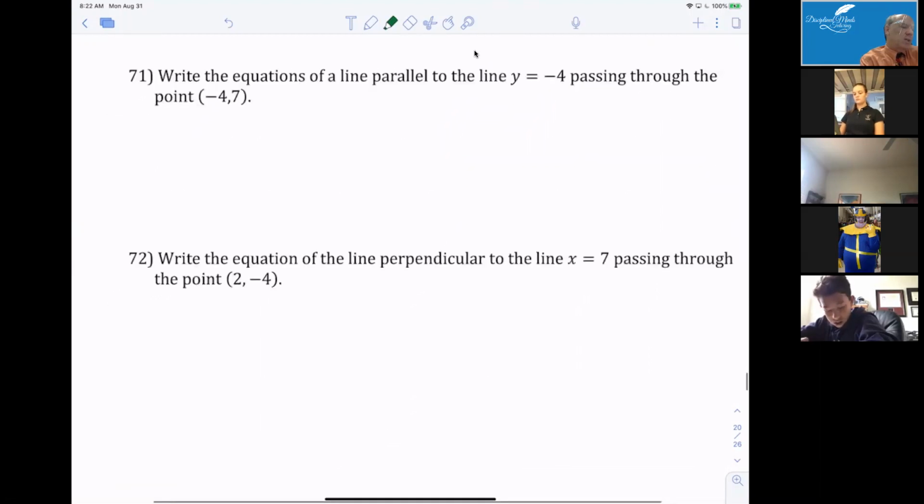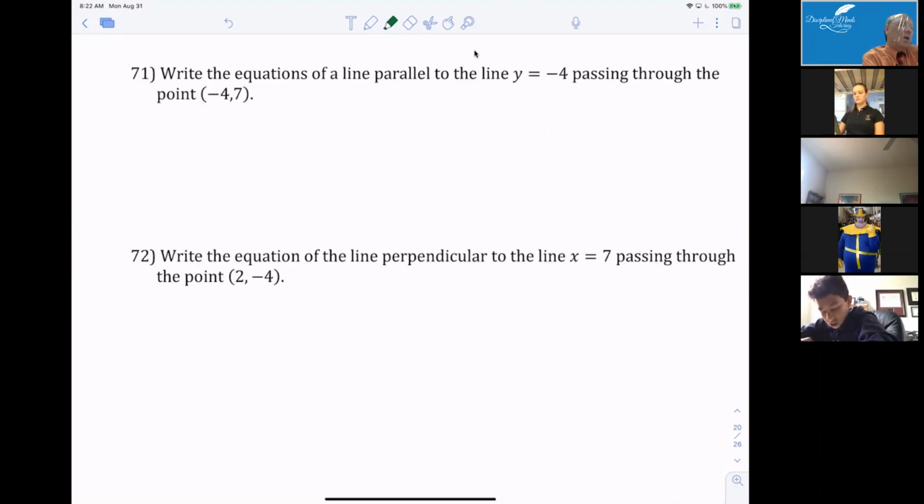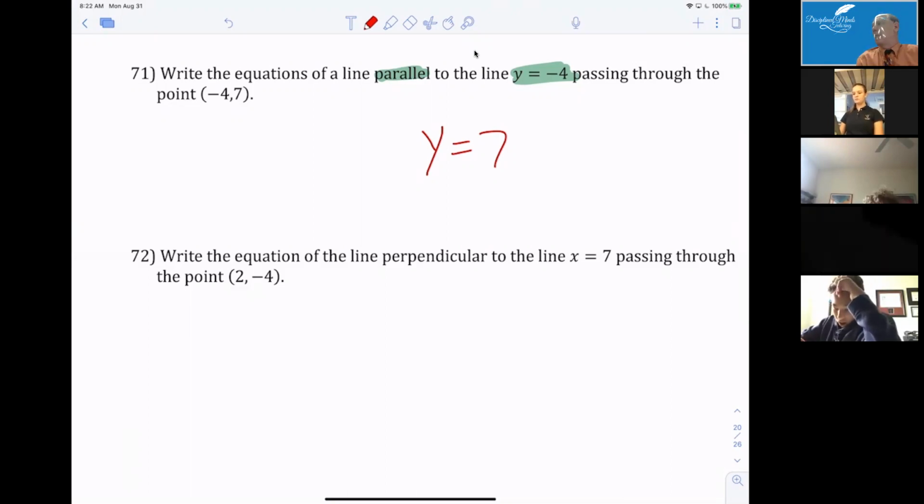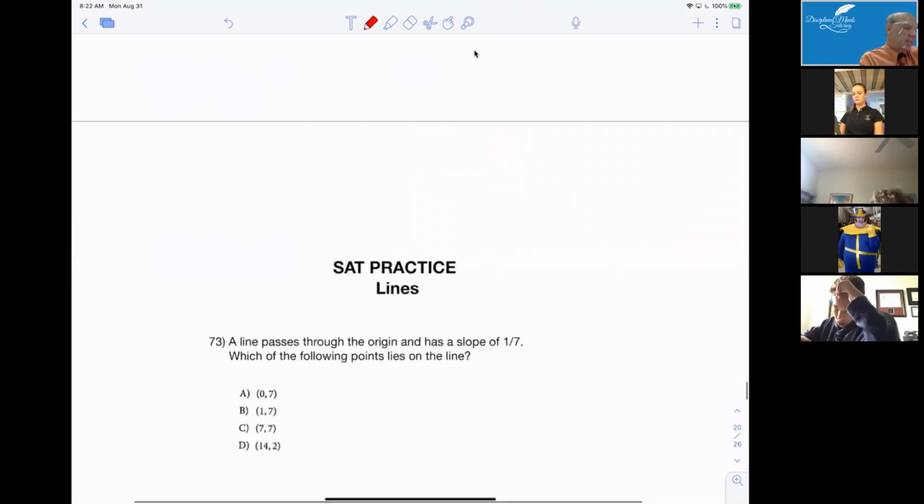All right, let's look at 70. Write the equation of the line parallel. This is what type of line? Horizontal. So if I'm parallel to a horizontal, it must be? No, I need an equation. Y equals 7. Come on now, that should be pretty good for you. Y equals 7. Everybody happy? All right, let's check out the next.